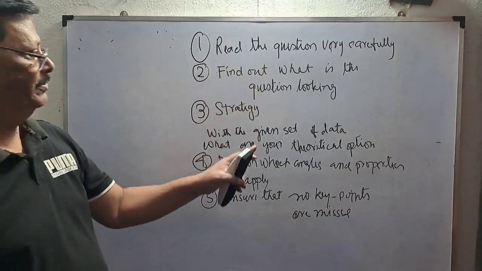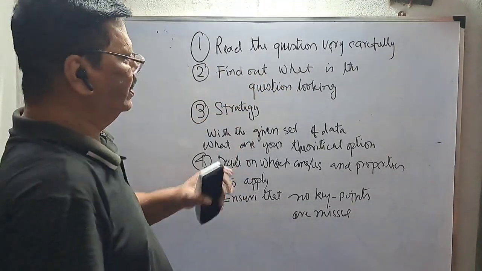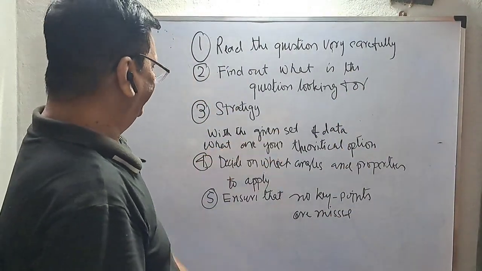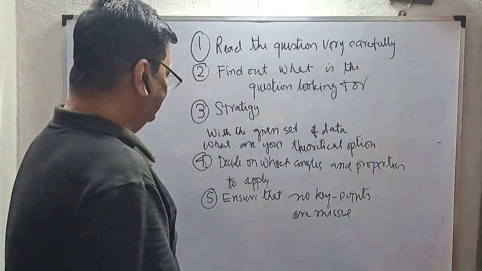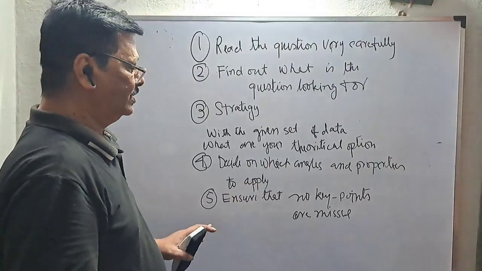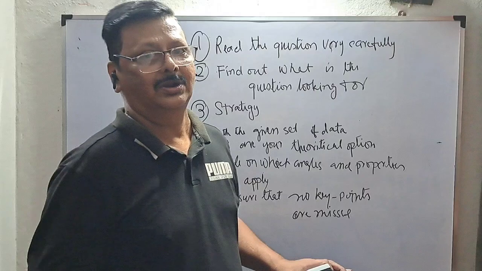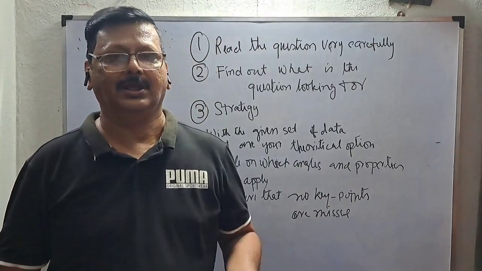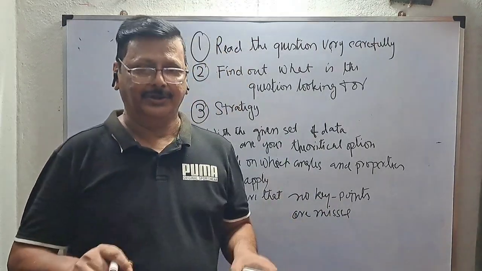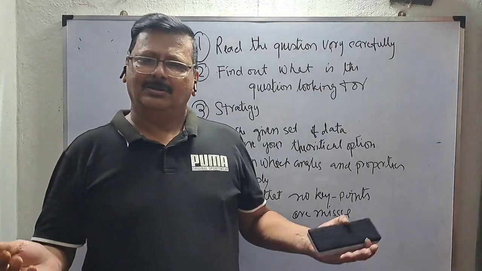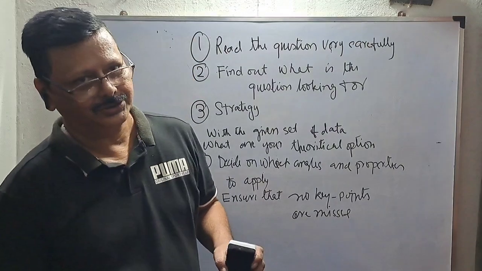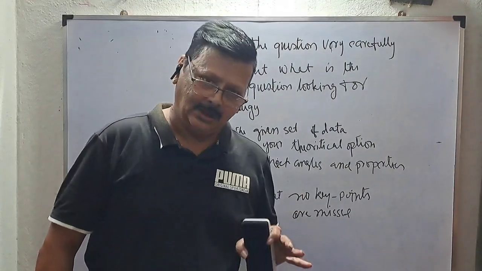So read the question carefully, find out what the question is looking for. Strategy: with the given set of data, what are your theoretical options? Decide on which angles and properties to apply, and ensure that no key points are left out. Hope this makes lines and angles simple. Basically, lines and angles is a very simple chapter, provided you look into it, think about it, and look at the theoretical parts a little bit. So scoring in lines and angles is not a difficult job. That should be a scoring chapter for you.